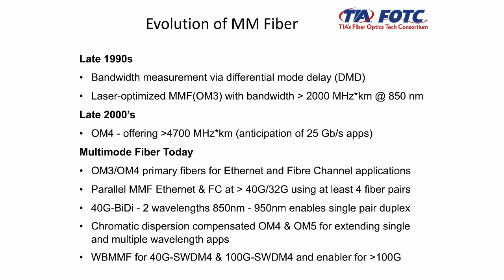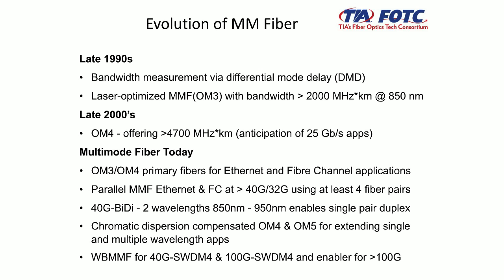Here I've got the example of OM3, 2000 megahertz-kilometer at 850 where the application is. We move into the 2000s, OM4, higher bandwidth fiber using the same grading characteristic, 4700 megahertz-kilometer, really anticipating line rates above 10 gig and to support 25 gig line rates. So today here we are, OM3, OM4 fiber are pretty much the primary fibers for Ethernet and Fibre Channel applications.